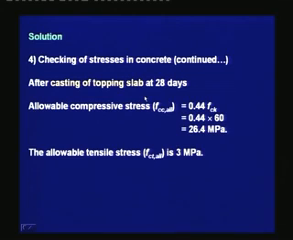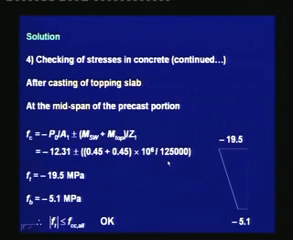After casting of the topping slab at 28 days, the allowable compressive stress is now 0.44 of 60, which is 26.4 MPa, and the allowable tensile stress still remains as 3 MPa. After the casting of the topping slab, we are calculating the stress conditions at the mid-span. We have the force due to the prestressing force and due to the self-weight and topping slab, and these values are coming out to be minus 19.5, which is the higher one, and this is also less than the allowable compressive value.